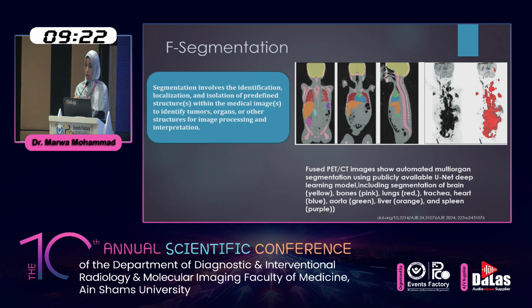Segmentation. Segmentation involves the identification, localization, and isolation of predefined structures within the medical images to identify tumors, organs, or other structures for image processing and interpretation. As in this image, fused PET-CT images show automated multi-organ segmentation using a publicly available UNet deep learning model, including segmentation of brain in yellow, bones in pink, lungs in red, trachea and heart in blue, aorta in green, liver in orange, and spleen in purple.